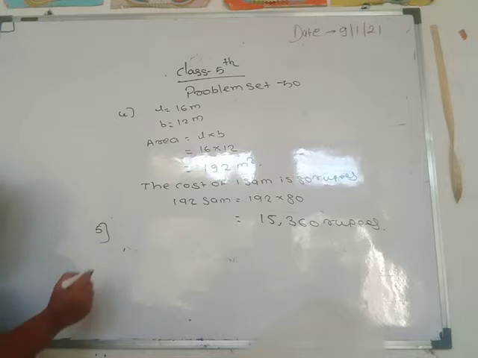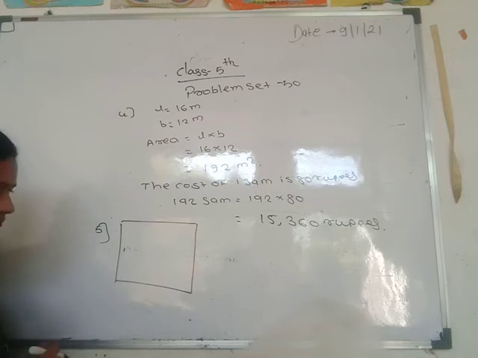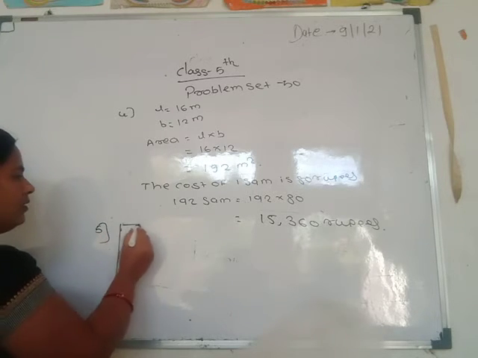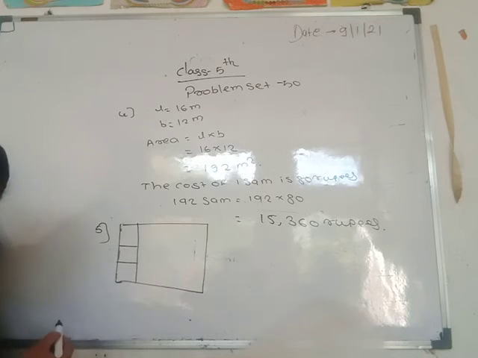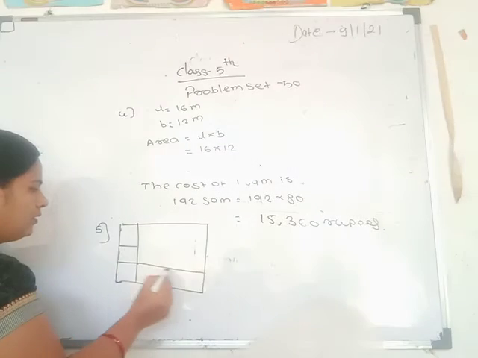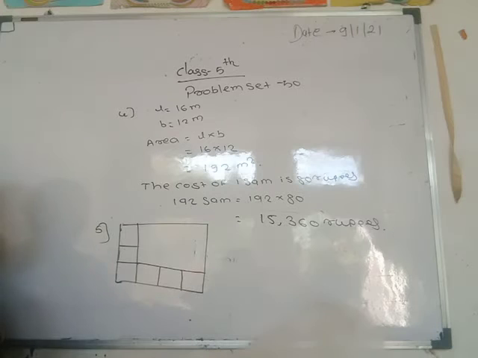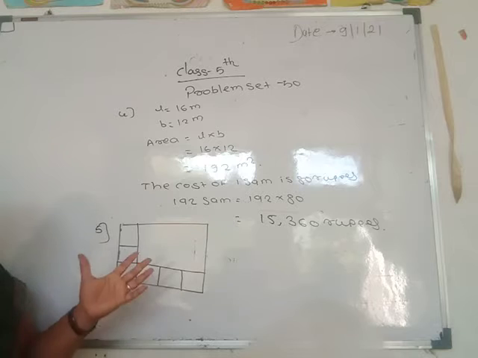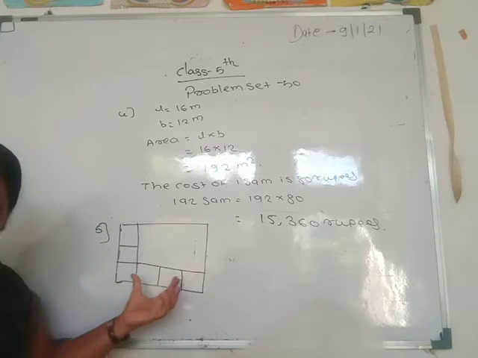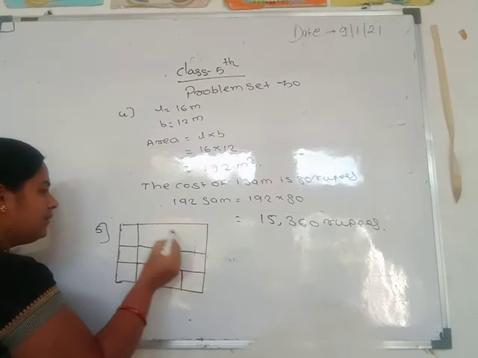Then the fifth one, see this figure. Rectangle. The picture alongside shows more squares. Find out how many squares with the same measures will fit in the empty space in the figure. In the empty space in the figure, how many boxes are there? See here.